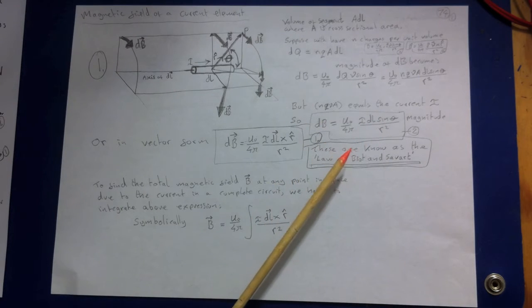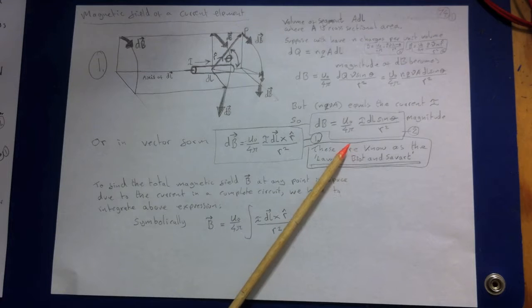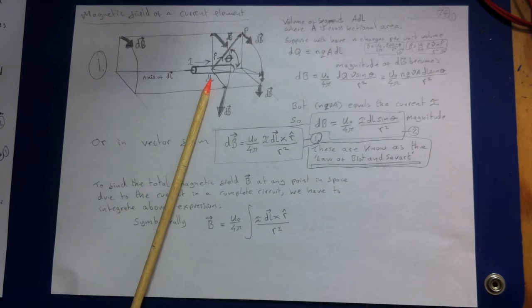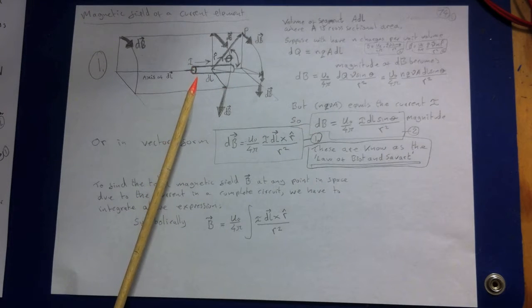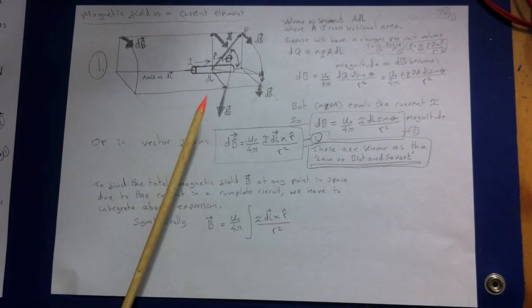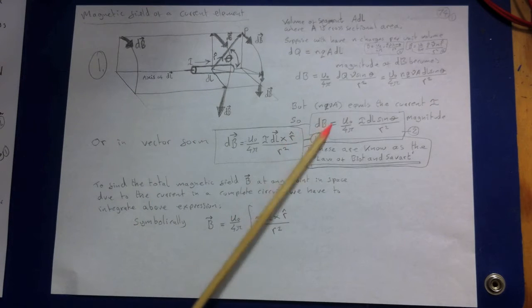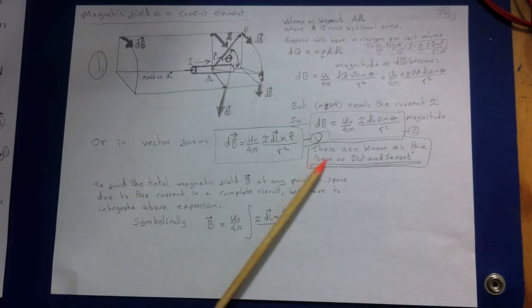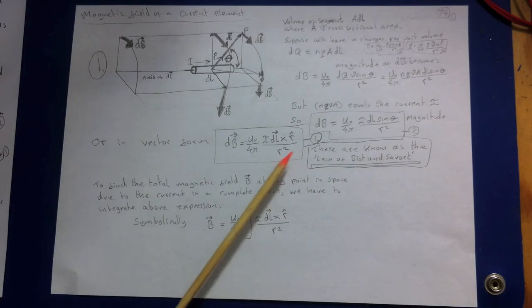Here dl is a vector of length dl in the same direction as the current in the conductor, and r̂ is a unit vector in the direction from the current element to point P, as shown in the diagram here. The field vectors dB are exactly like those set up by a positive charge dq moving in the direction of the drift velocity v. These two equations will come up often in questions, and this is known as the law of Biot and Savart.